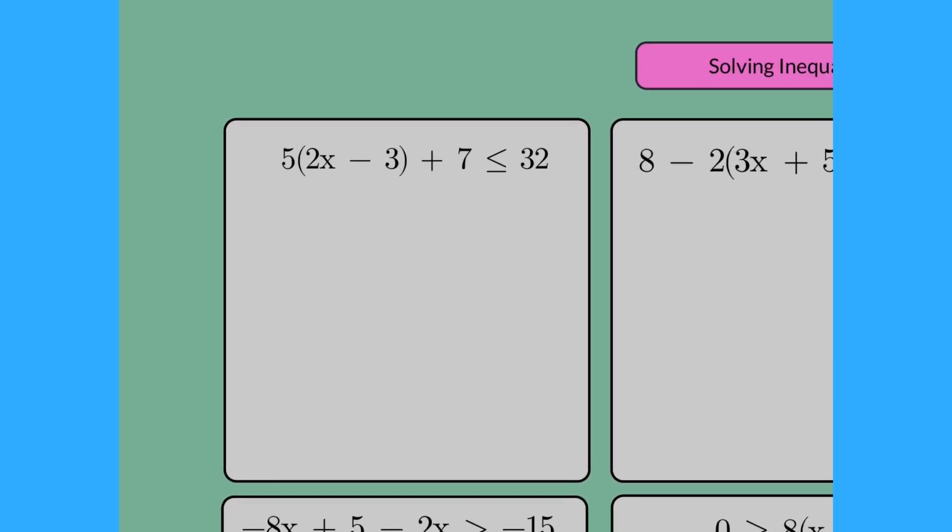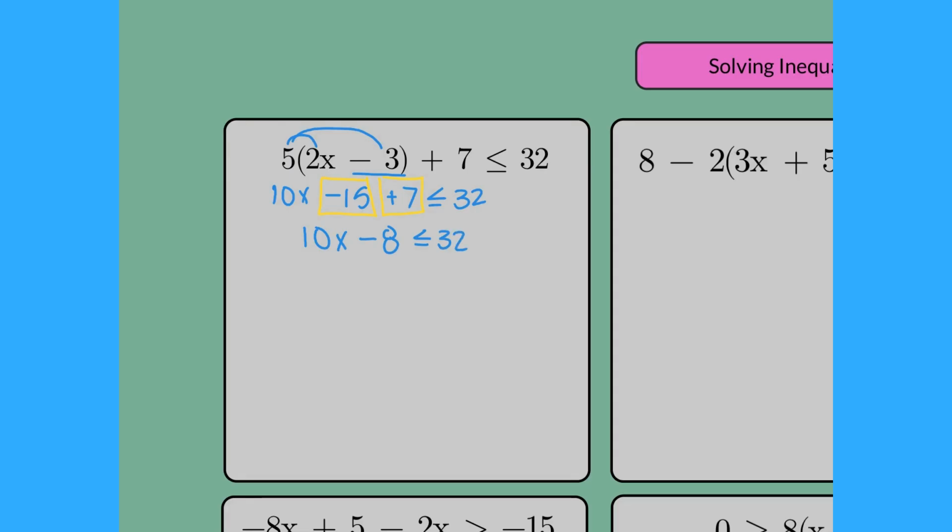So on this first problem, I'm going to choose to do distributive property on this left-hand side. I'm going to multiply, and that's going to give me 10x. And 5 times negative 3 is going to be negative 15. Then I still have plus 7 is less than or equal to 32. Then I notice I still have some like terms. So I've got negative 15 and a positive 7. So I'm going to go ahead and combine those like terms. It's not going to affect that 10x. And when I combine these, negative 15 plus 7 is going to be negative 8. And that's going to be less than or equal to 32.